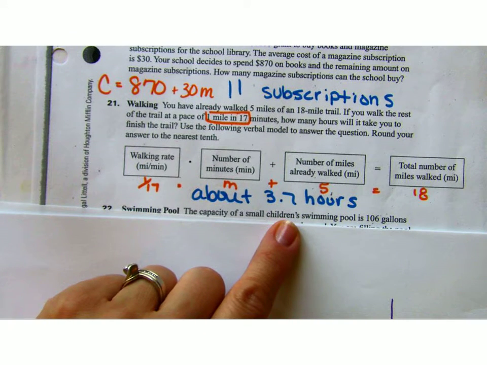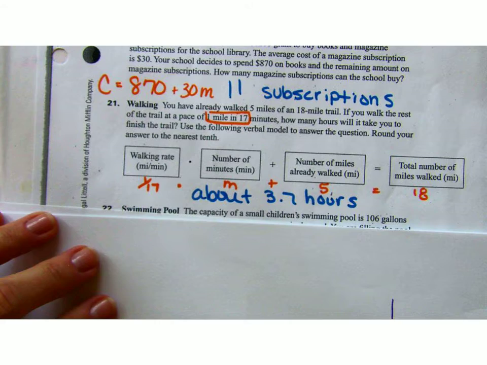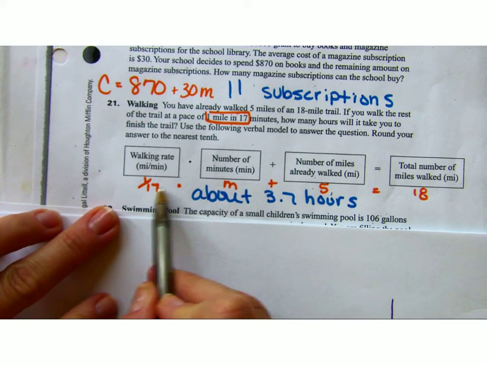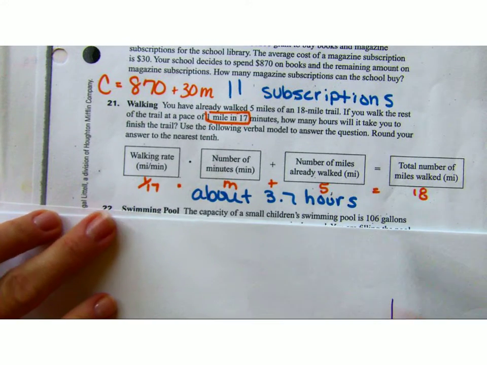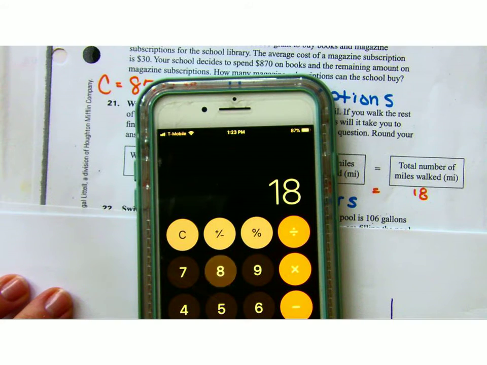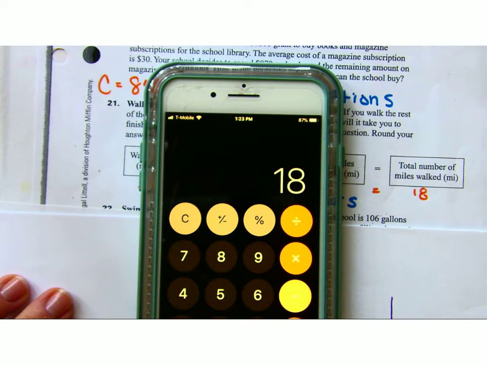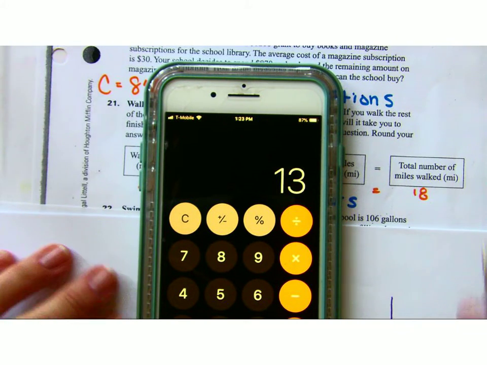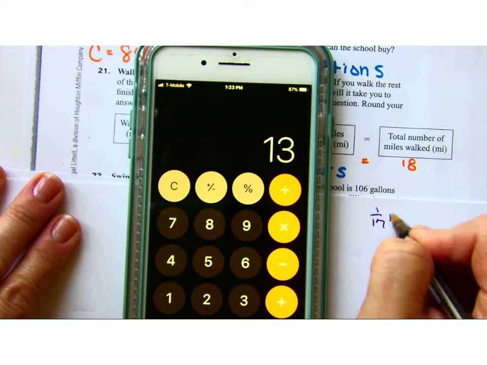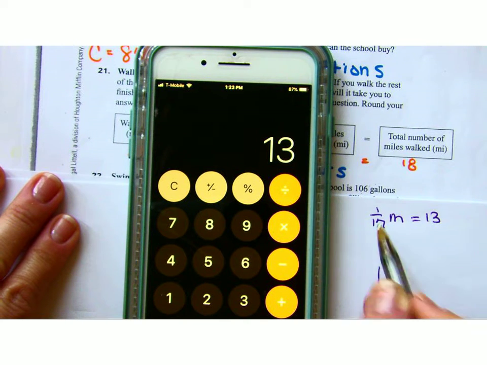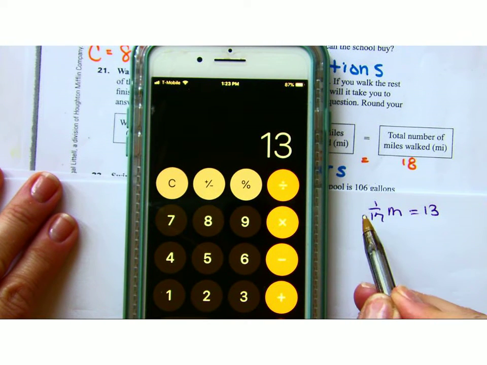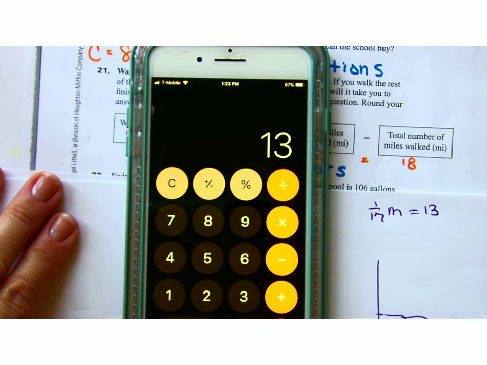Okay, now watch how you did that, though. I know what you did. You said 1/17, oh yeah, plus the 5. So watch, total trail minus what I already hiked, 13 left to go, and I'm doing it at a pace of 1/17 of a mile. How do I get rid of a rational coefficient? Ben? Division, but do I really want to divide by a fraction and have a complex fraction?